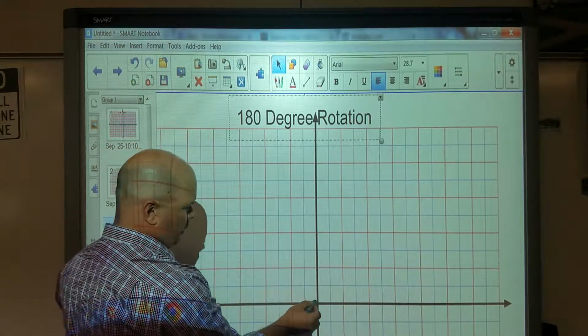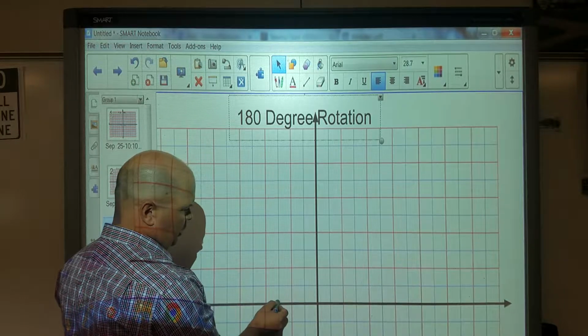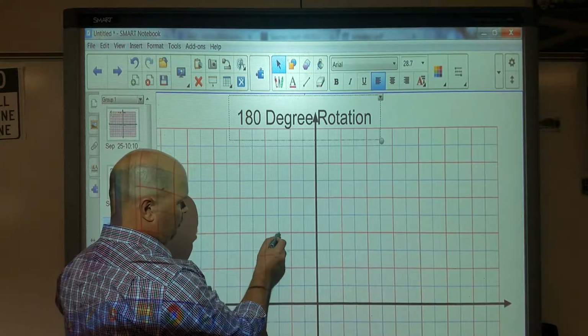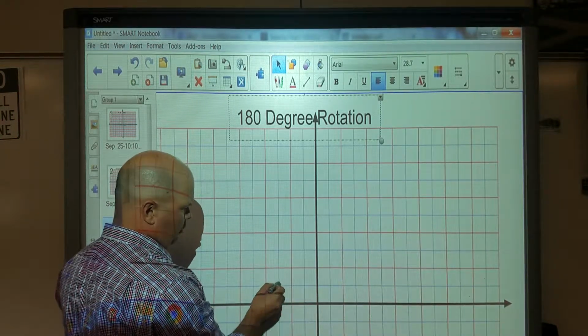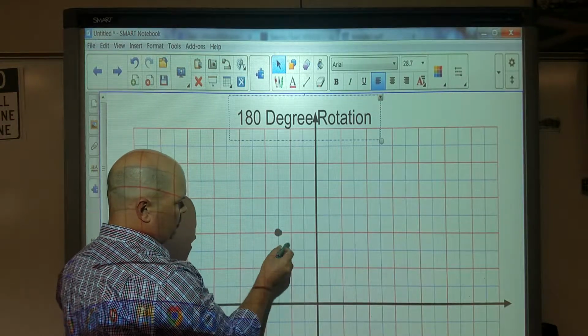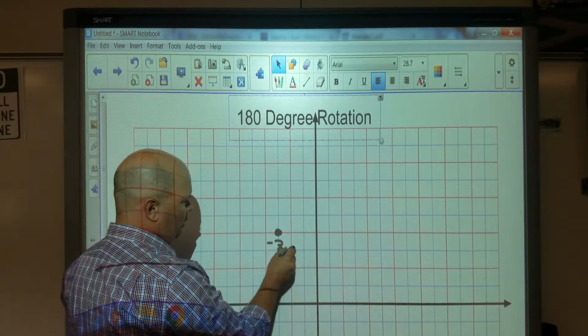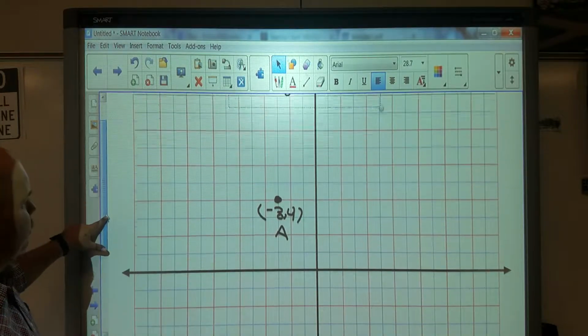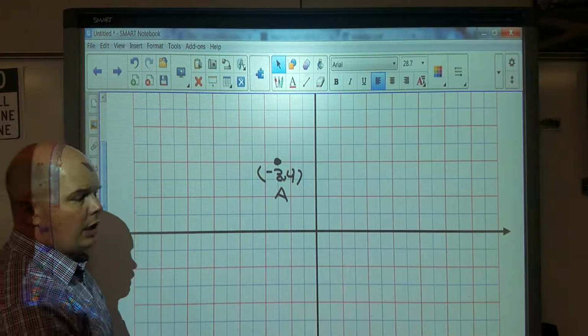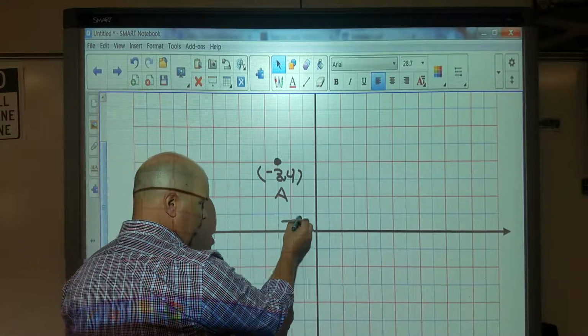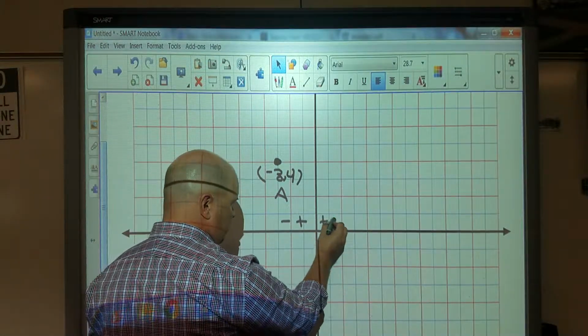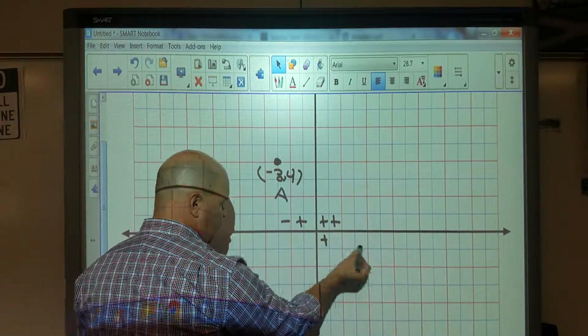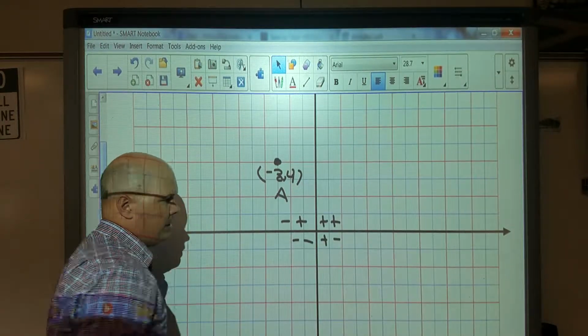Okay, let's take a look at 180 degrees. So let's put our coordinate this time. We'll go 1, 2, 3, 1, 2, 3, 4. So I'm at negative 3, 4 is where my A prime is. I'm going to bring this down a little bit. Remember, we're going 180 degrees, so here I'm in my minus plus. This is my plus plus. This is my plus minus quadrant. This is my minus minus quadrant.